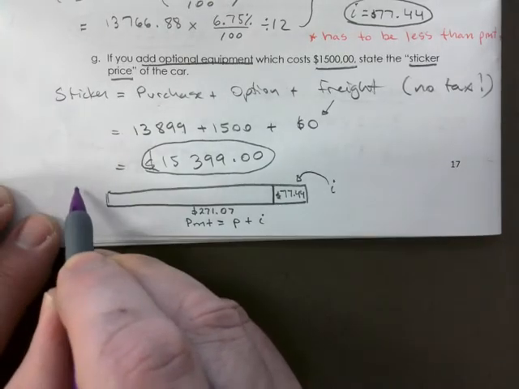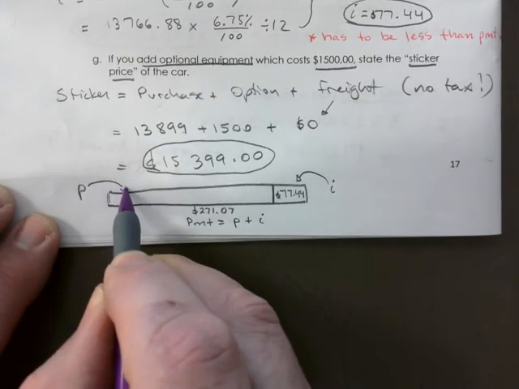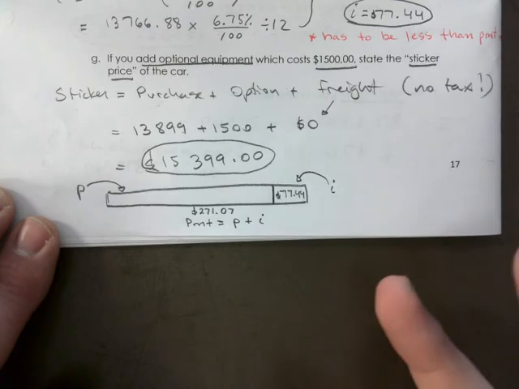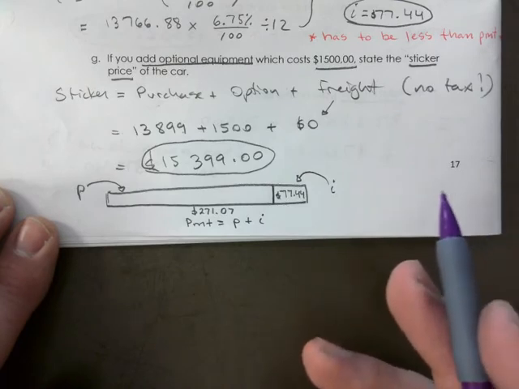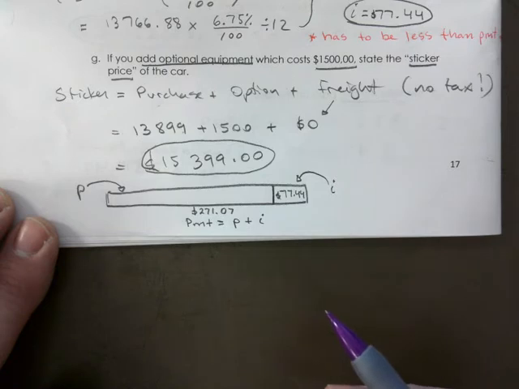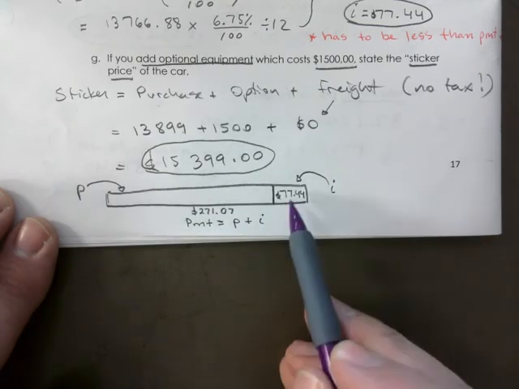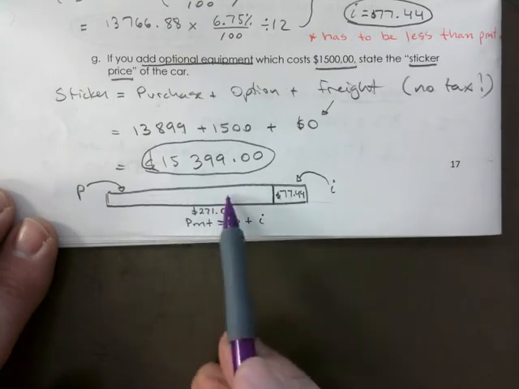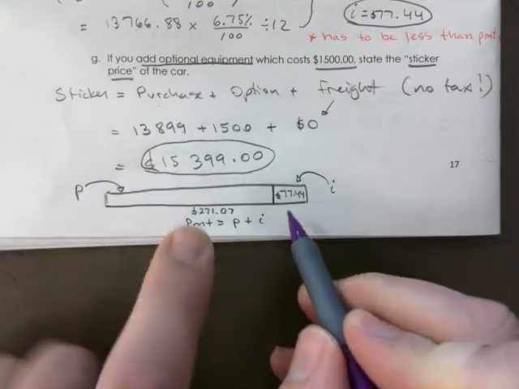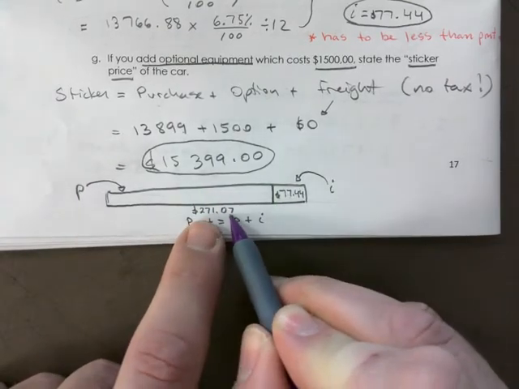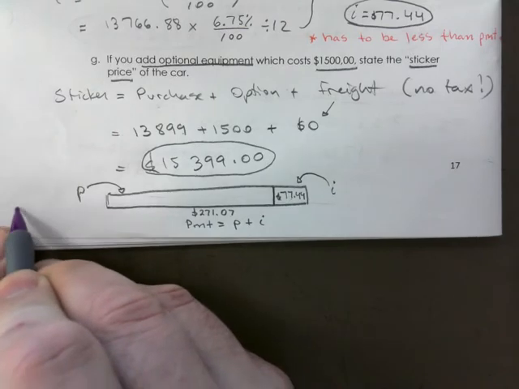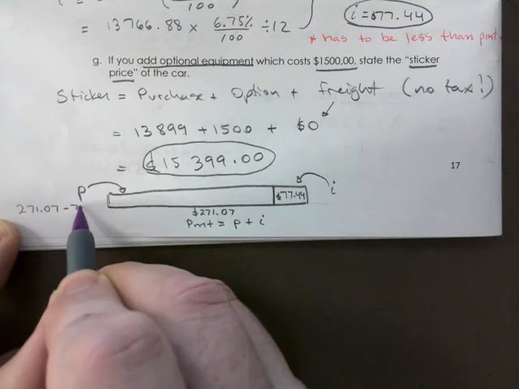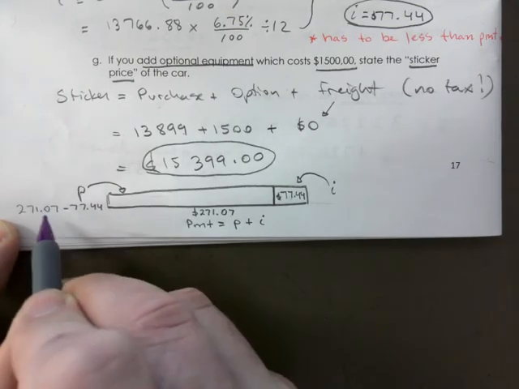How would I come up with lowercase p, which is the rest here? And a simple example, right? If your payment was 100 bucks, let's just make it simple. If your payment was 100 bucks and $10 was interest, 90 would go in here, right? So it's the same idea. Knowing that these two portions add up to your payment, I will just go 271.07 minus 77.44. That's how you do this part.